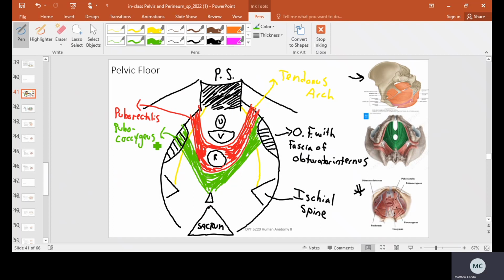The other one that I'm going to draw back here is going to come more off the ilium and a little bit of the ischial spine. So it's actually going to come off kind of this way. And this one's going to be called Ilio Coccygeus.